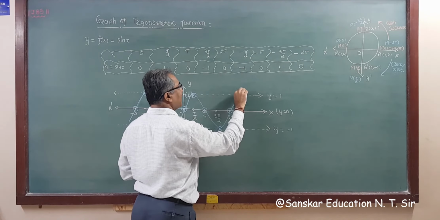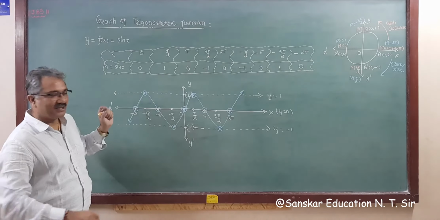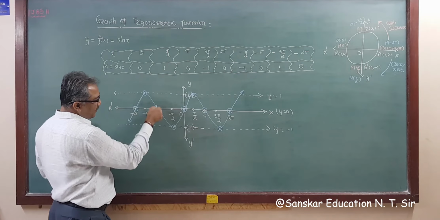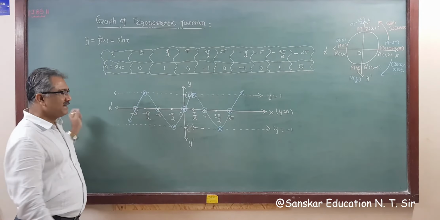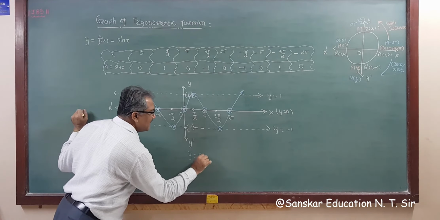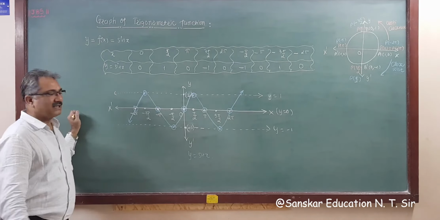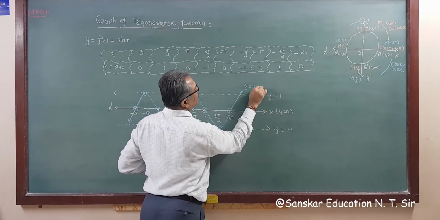Never draw a graph using a scale, because this is the curve you want in this graph. So this is the graph of sin x, right? So y is equal to sin x. This is the graph of y is equal to sin x. So I am writing here y is equal to sin x.